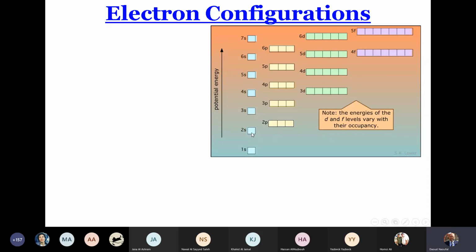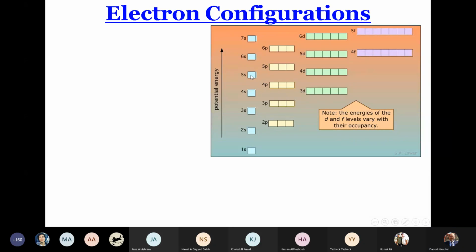In level 2, we proved that we have 2s and 2p. In level 3, we have 3s, 3p, and 3d. And in levels greater than 3, in levels 4, 5, 6, 7, we have sublevels s, p, d, and f. And maybe we have g.